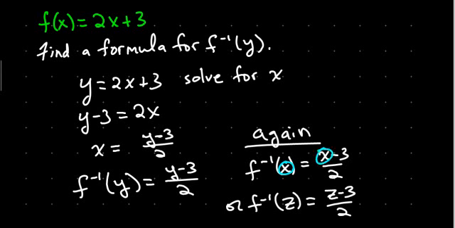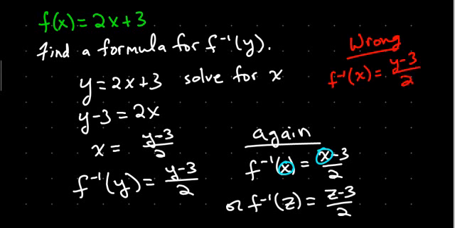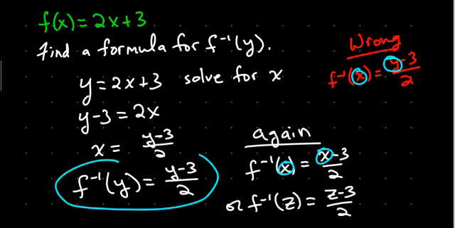Again, let me say the wrong answer here because I see these a lot. Here's the wrong answer: f inverse of x equals y minus 3 over 2. That is an incorrect answer that I see often. This variable doesn't match that variable. They have to match.